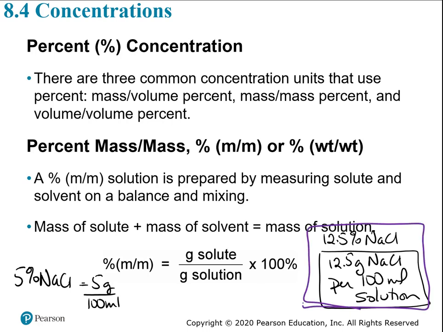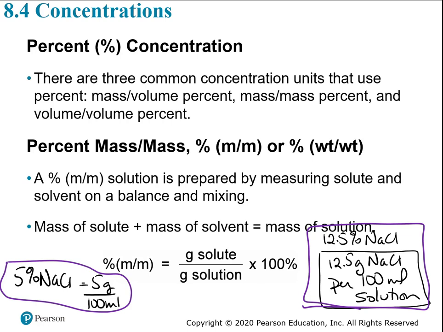Okay? If you are talking about a solute that's a solid and a solution that is a liquid, like our mixtures, what we've been talking about, where you have things dissolved in water, then its percent stands for grams per 100 mils of solution. So if you see 5% sodium chloride, change the percent to 5 grams divided by 100 mils solution. In this one, 12.5% sodium chloride means that there's 12.5 grams of sodium chloride per every 100 mils of solution.